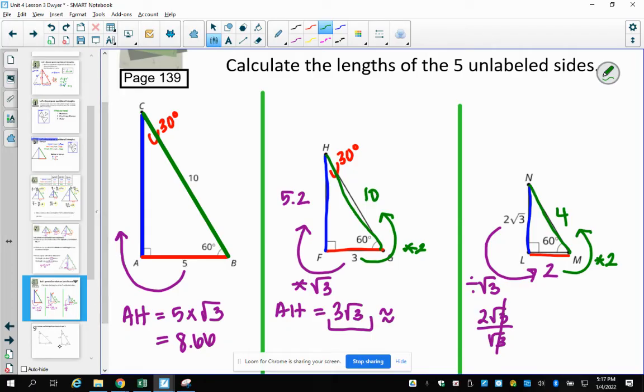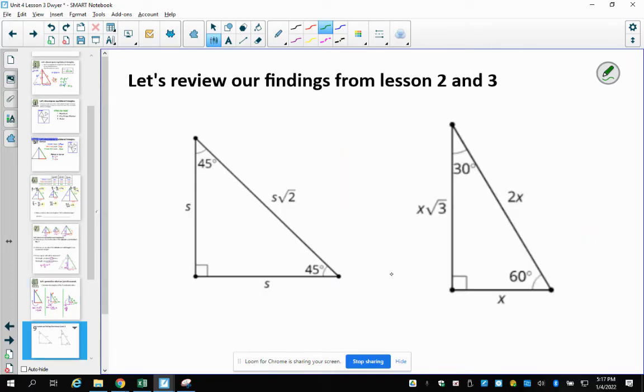So let's generalize this. These kind of show up in your summary on page 141. On the back of your summary, this one does actually. These are the 2 triangles that we've looked at over the last 2 lessons. Remember, if it's a 45-degree angle, a 45-degree angle, and a 90-degree angle, that means that it's an isosceles triangle.